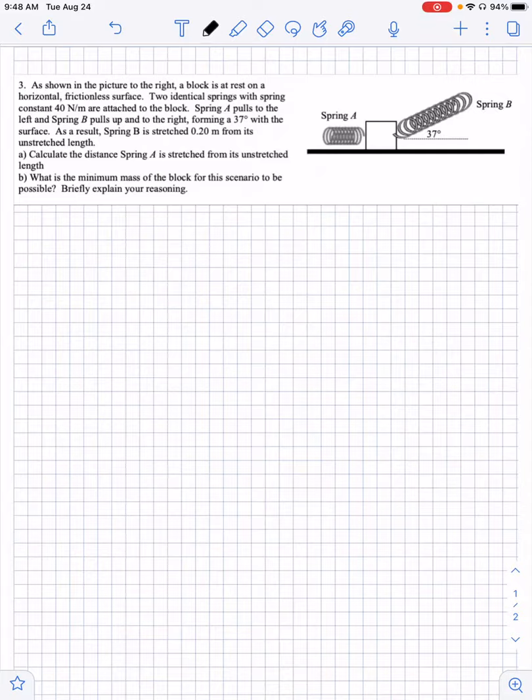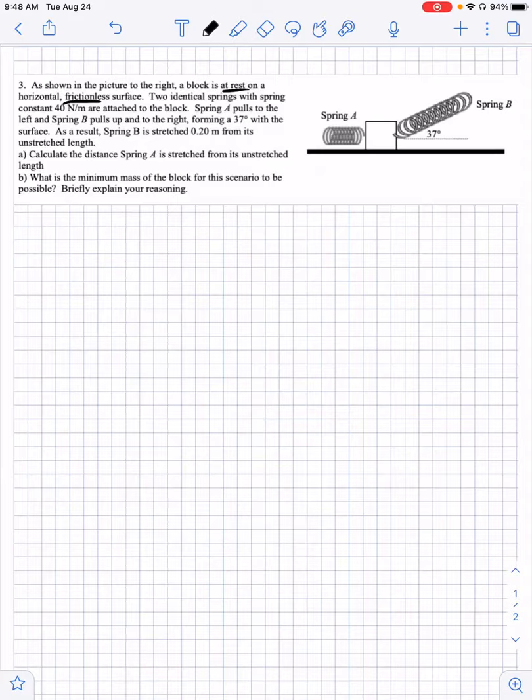It says, as shown in the picture to the right, we have a block that's at rest, and we're going to underline that word, right? That's one of those important words, on a horizontal frictionless surface. Two identical springs with spring constant 40 newtons per meter are attached to the block. Spring A pulls to the left, spring B pulls to the right, and forms a 37-degree angle with the surface.